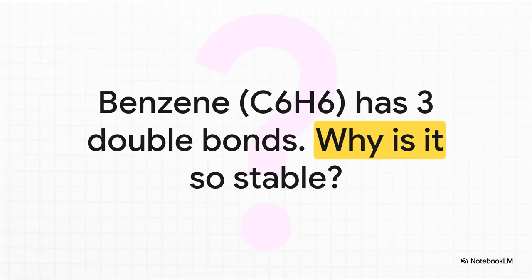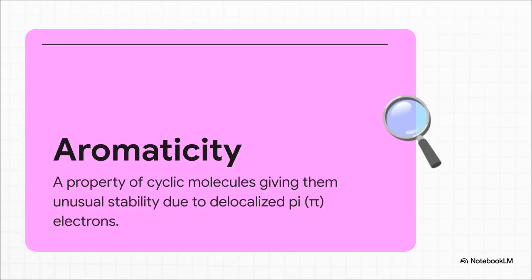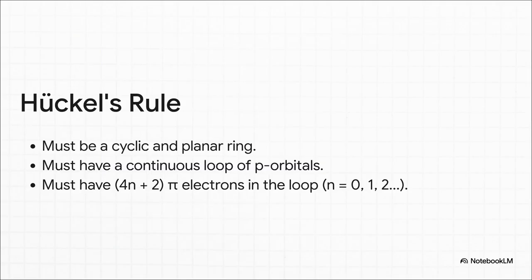But it's not. It's surprisingly stable, and it actually prefers substitution reactions, like the alkanes. Why? What's going on here? The answer lies in this really cool property called aromaticity. It's a special kind of stability that only certain ring-shaped molecules can have, and it's all about how their pi electrons, those electrons from the double bonds, are arranged. This special stability is governed by a little checklist called Huckel's rule.